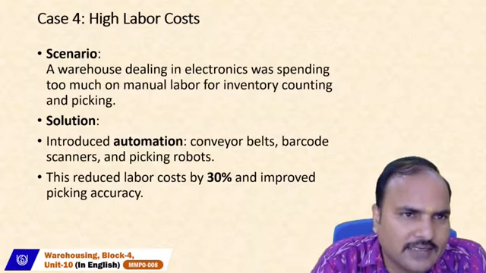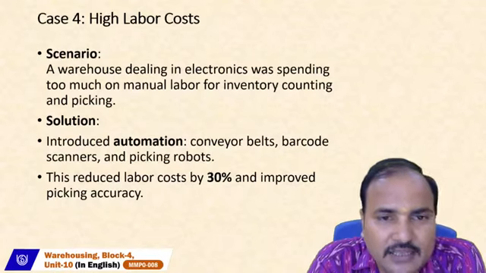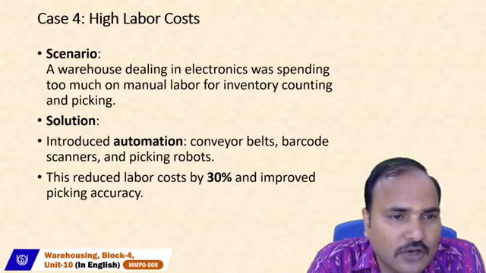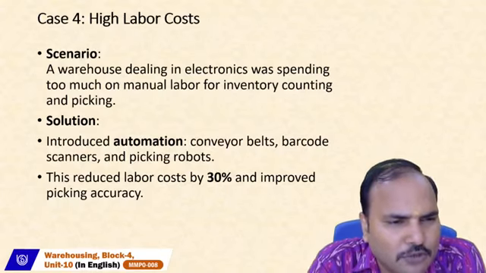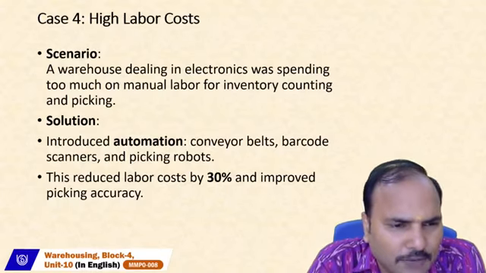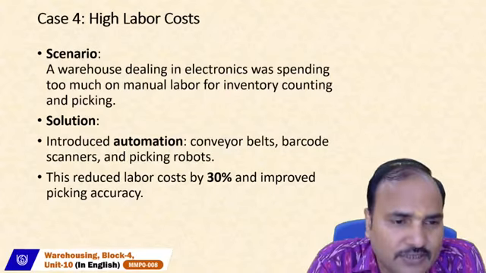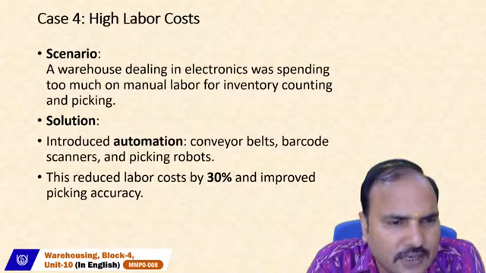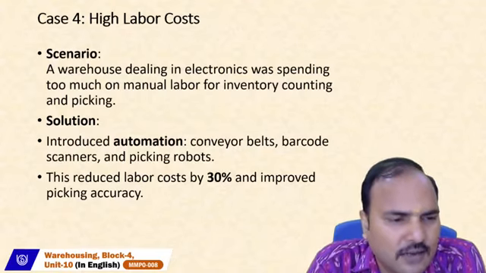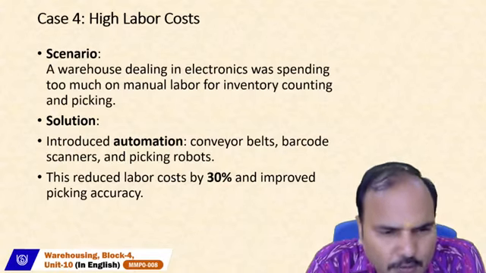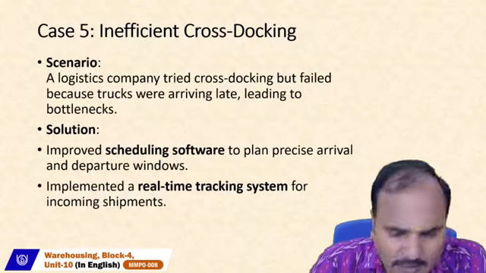Then another case is high labor cost. Here the scenario is that a warehousing firm dealing in electronics was spending too much on manual labor for inventory counting and picking. So what will be the solution? Here we can say we have to introduce automation. That means conveyor belts, barcode scanners, and picking robots. These are the different solutions to handle this situation. And after implementing, this will reduce the labor cost by 30% and improve packing accuracy.